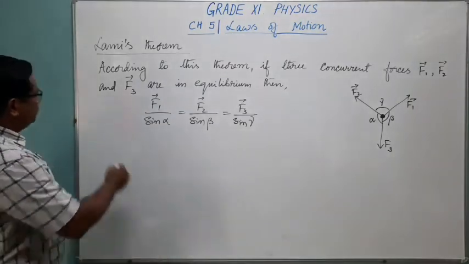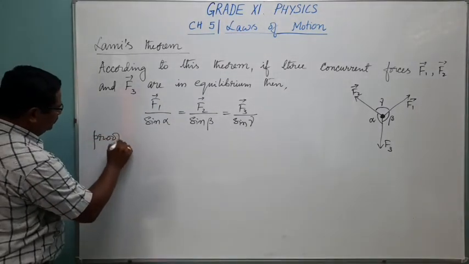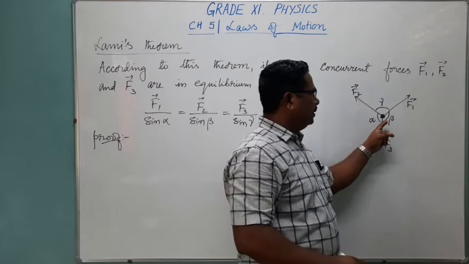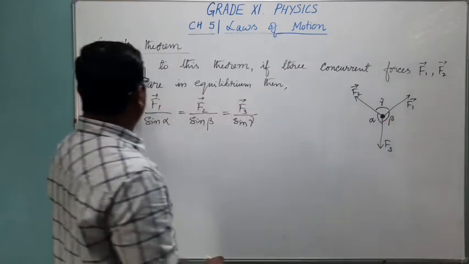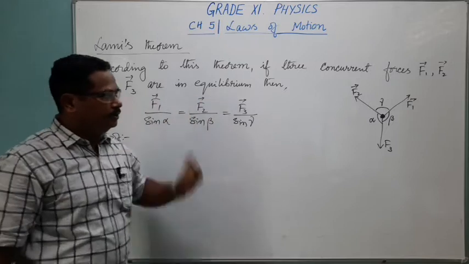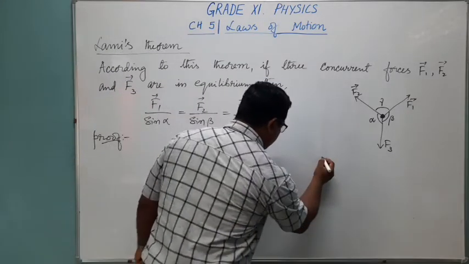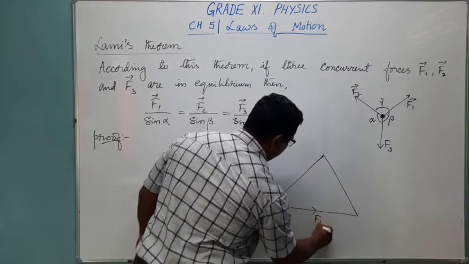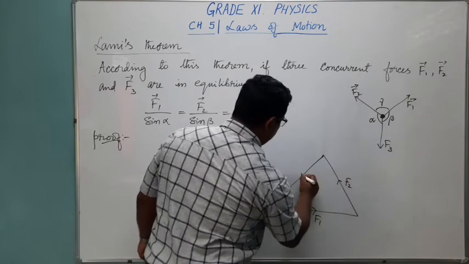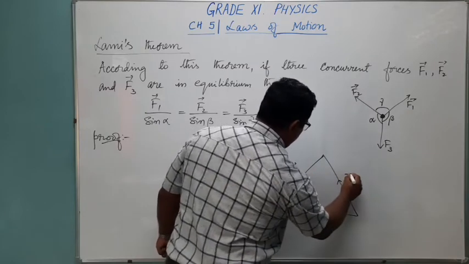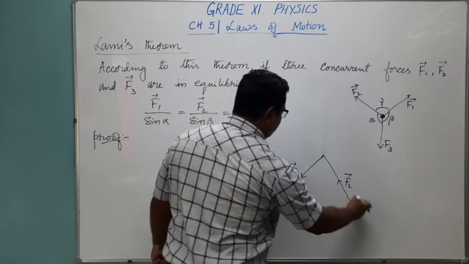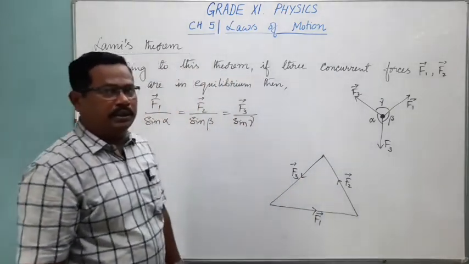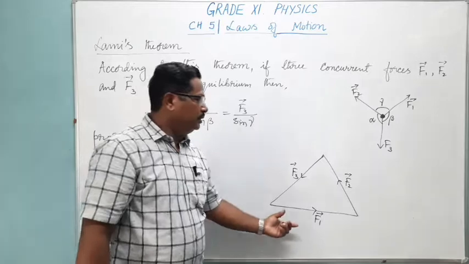Now let us see the proof of the theorem. We'll use the law of sines, and we know that for concurrent forces the particle is in equilibrium. The condition is that F1, F2, F3 are in equilibrium, and if it is in equilibrium, in chapter 4 we learned that we can represent them with the sides of a triangle. Suppose this is F1, this is F2 and this is F3. So if all the forces are in the same order, then the net resultant force will be equal to 0, or the net resultant vector will be equal to 0.